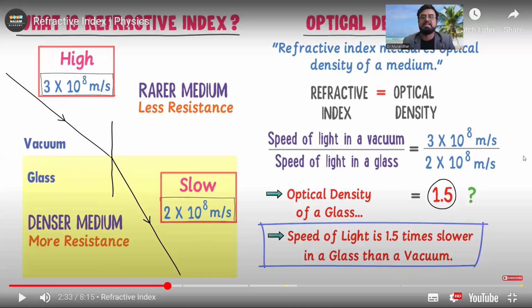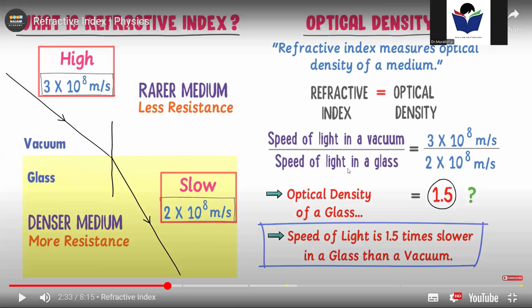Refractive index is nothing but a ratio. Ratio of speed of light in vacuum to speed of light in a given medium. It may be glass or water, whatever it may be. You can find that, and by that you can understand the 1.5. How did you get 1.5?